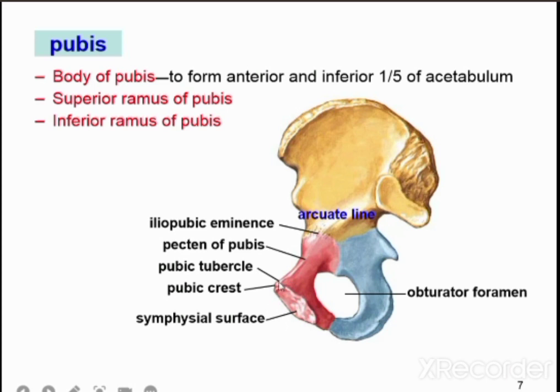This surface is the symphyseal surface. The right and the left hip bones fuse with each other here. This foramen is the obturator foramen. It is always covered with a membrane. We will see that later.